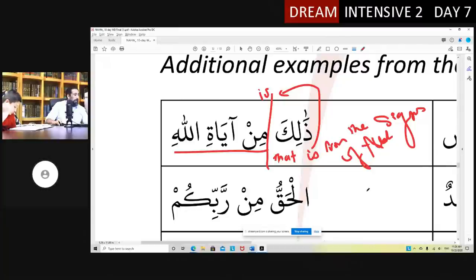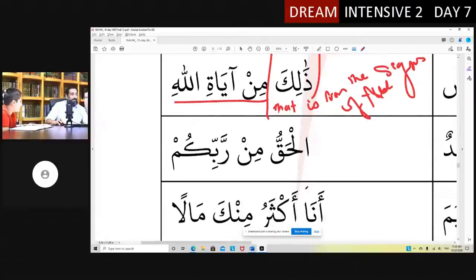Allah. Ustad? How do we know to say "that is" and not "that was", for example? Because I told you the invisible, there's no invisible "was". Only "is" is invisible. "Was" is visible. Kana. It's not there.